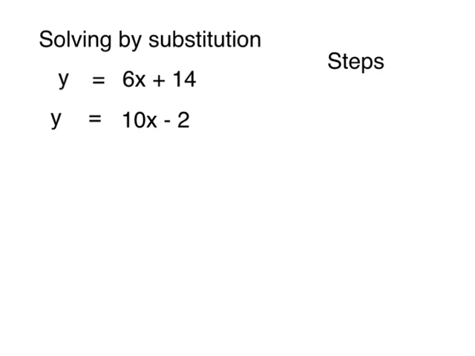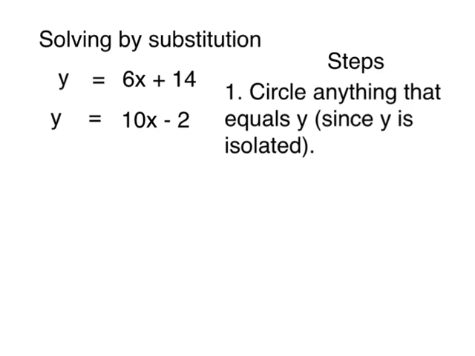Hi there, in this lesson you're going to learn how to use substitution to solve systems of linear equations. So the first thing that we have is a system of linear equations, and I notice that one of the variables is isolated. Y is by itself on one side of the equal sign. So that's when we would choose to use substitution to solve this equation, especially if I don't have graph paper handy. So the first step is to circle anything that equals y, since y is the one that is isolated.